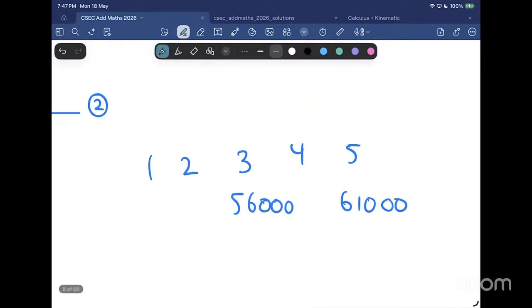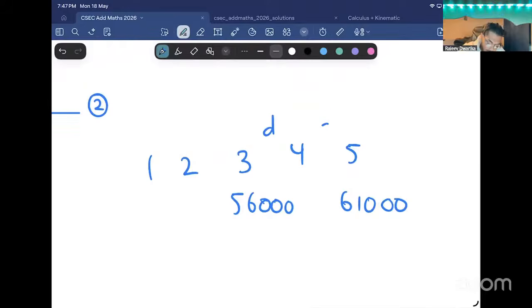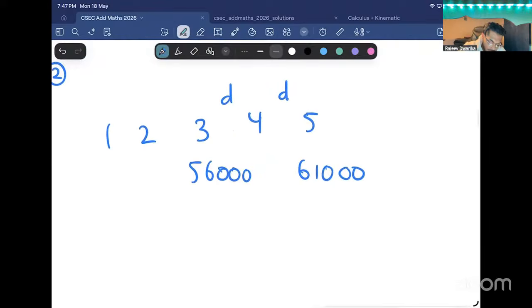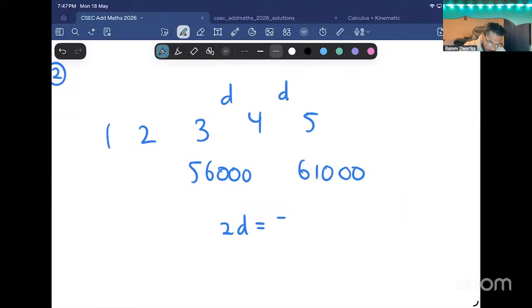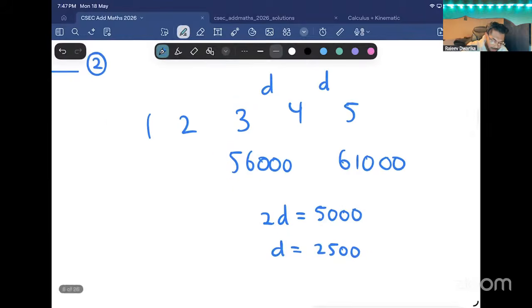2. We have a common difference here and a common difference here. So therefore, subtract it. 2D would just be the difference, and that'll be 5,000. And D would be 2,500 immediately. And if I know D is 2,500, I could backtrack. What's 56,000 minus 2,500?